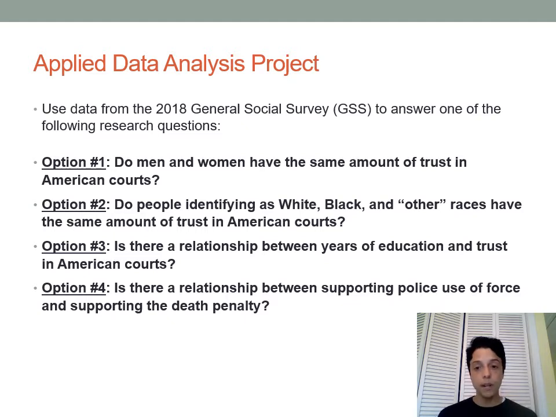With this project, what I'm going to ask you to do is pick one of these 4 options, whichever one looks most interesting to you, and then use data from the GSS in the form of Stata output, like we've been seeing throughout the semester, to answer the research question that you chose. Whatever answer you come up with, because the General Social Survey is nationally representative, will tell you something about those variables in the US population as a whole.